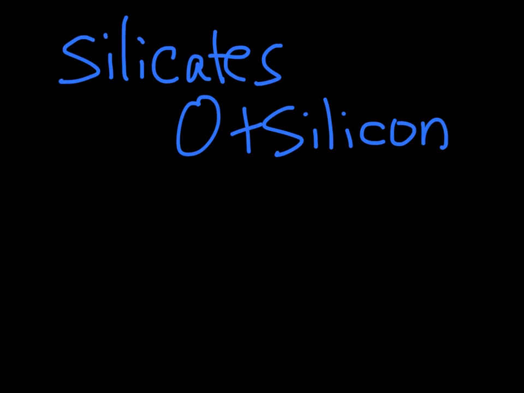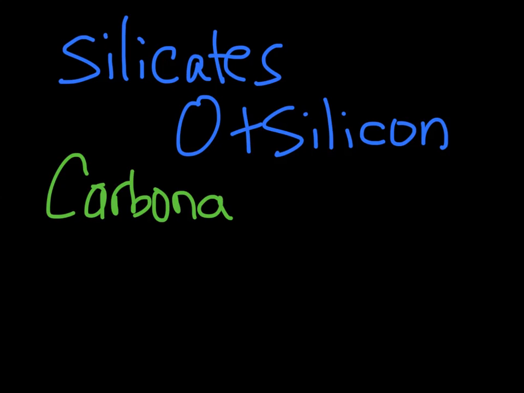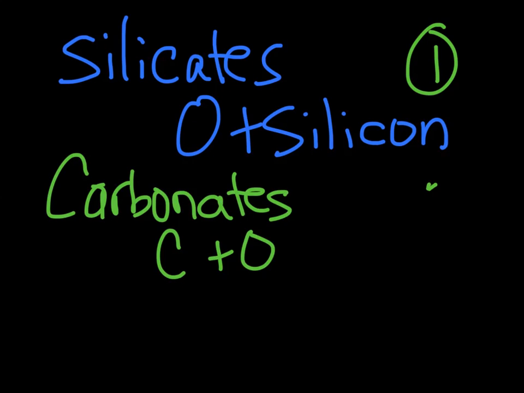The next classification group is carbonates. These contain carbon and oxygen. And they are the second most common group of rock-forming minerals behind silicates. So silicates are number 1 and carbonates are number 2.